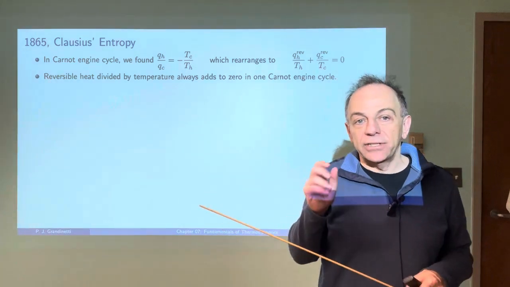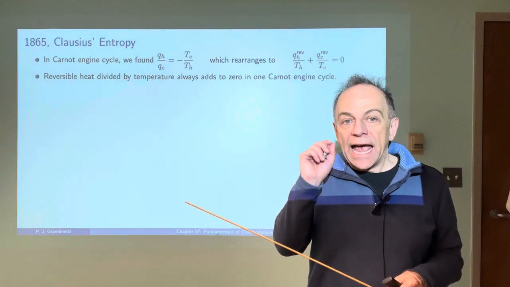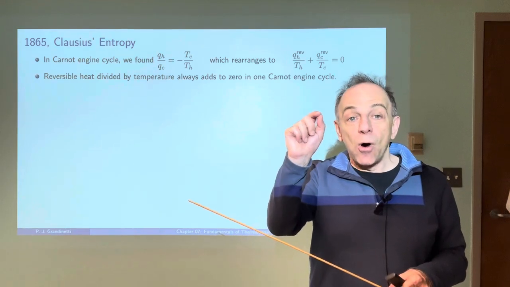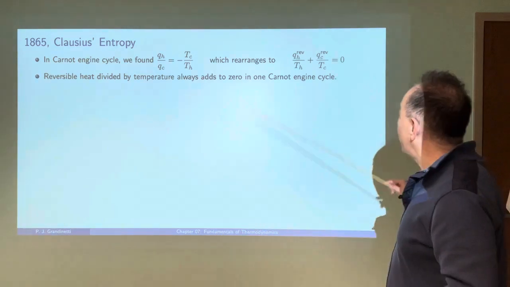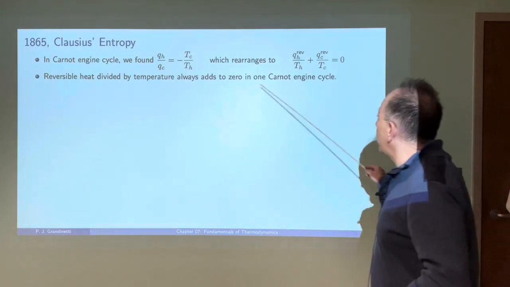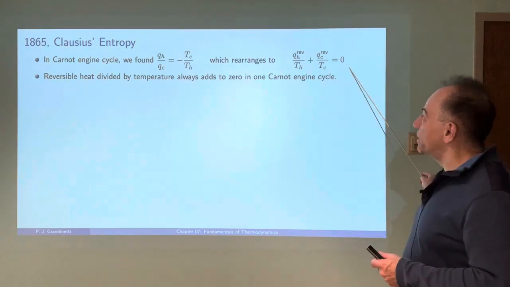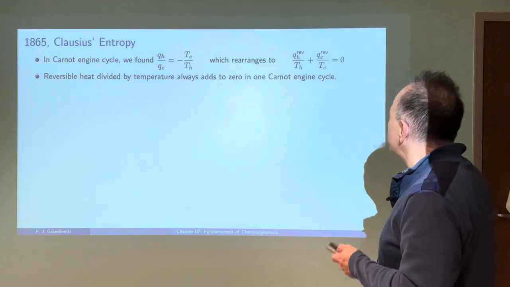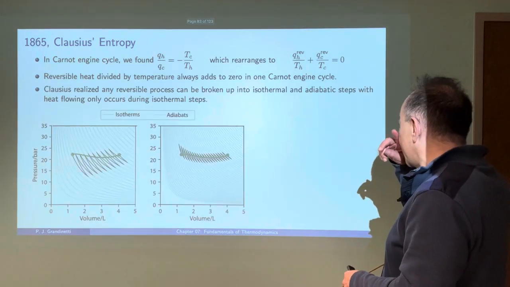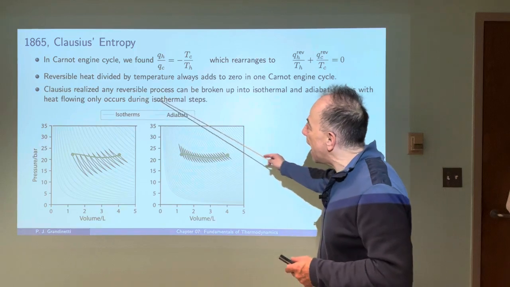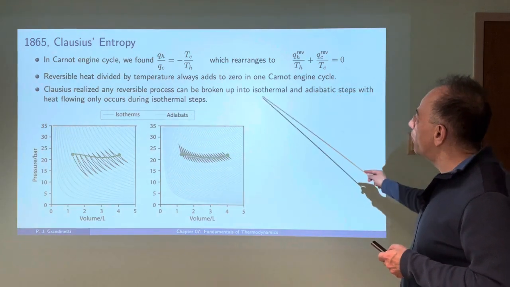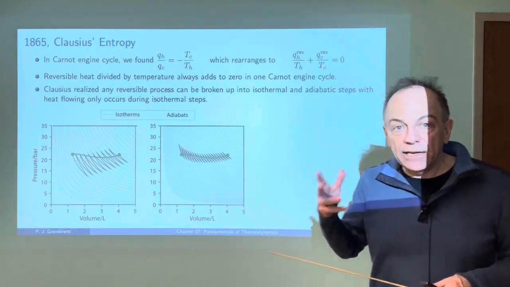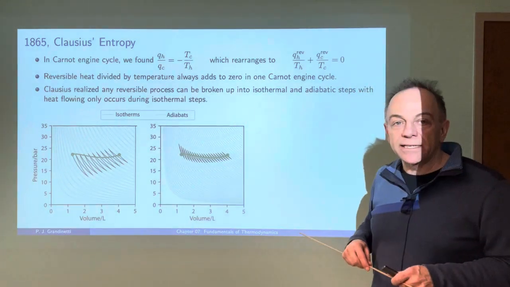And this was a clue to Clausius that any state function, when you go through a cyclic process, will always have a change of 0. So here was a function that in one Carnot engine cycle was adding up to 0, this Q over temperature. So this had Clausius really intrigued, and he started thinking carefully about this. And what he realized was that any reversible process can be broken up into a series of isothermal and adiabatic steps, with the heat only flowing during the isothermal processes.